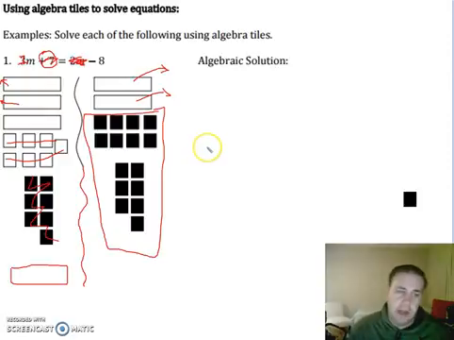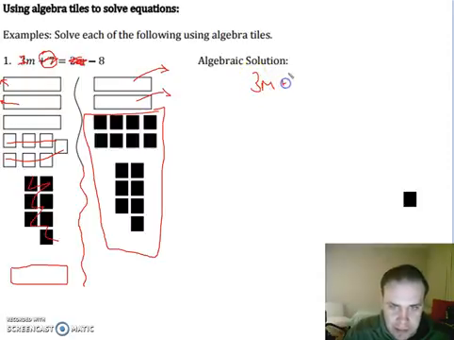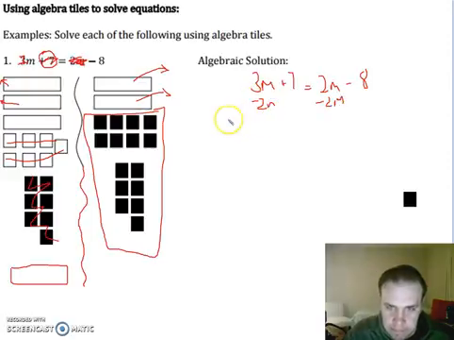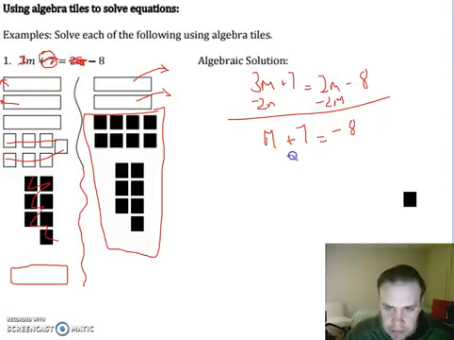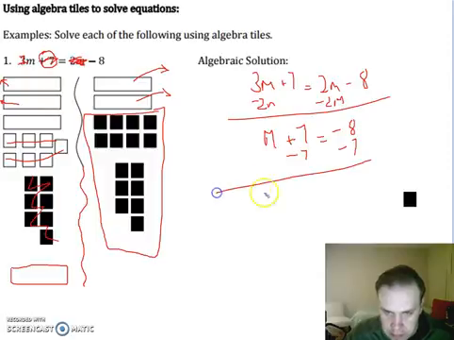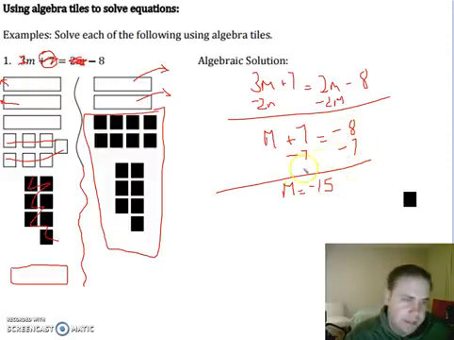Okay? So algebraically, I could show it one more way here. So instead of 3m plus 7 equals 2m minus 8, I could subtract my 2m, subtract my 2m, and then I'm left with m plus 7 equals negative 8. Subtract 7 from both sides, therefore m equals negative 15. Negative plus a negative, it's just 8 plus 7, I'm keeping the sign the same, it's negative.